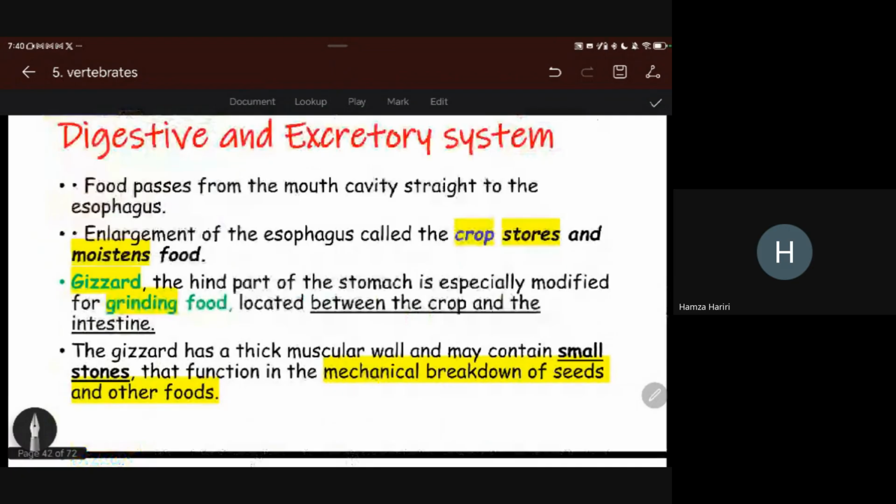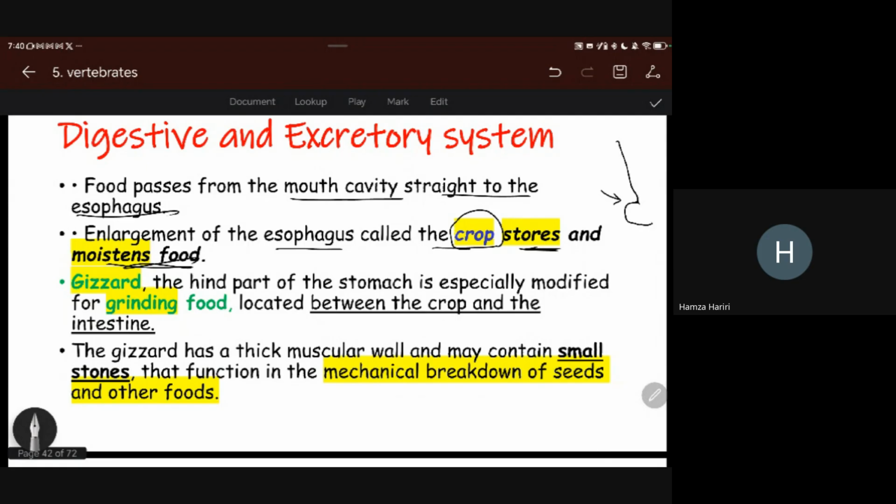Digestive and excretory system. Food passes from the mouth cavity straight to the esophagus. We have the esophagus, and then there is a part where the esophagus enlarges, and this enlargement is called the crop. How does this crop help? It helps in storing and moistening food.